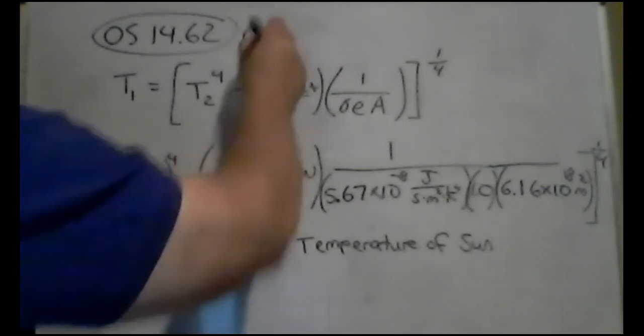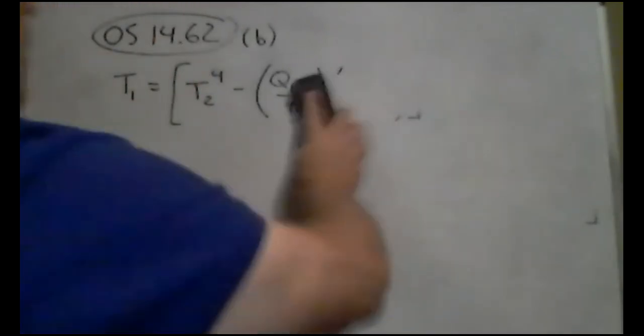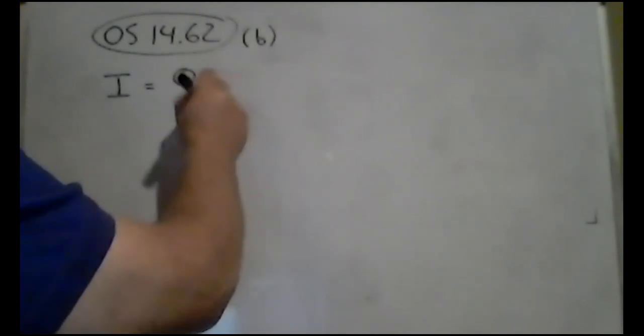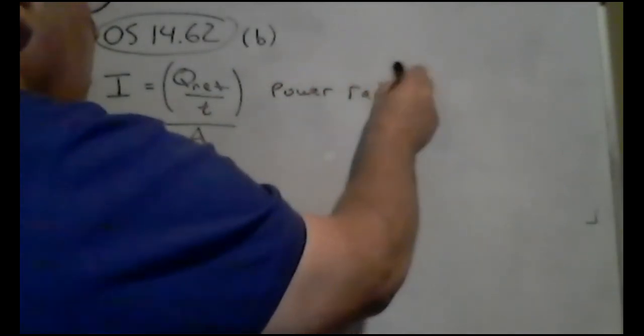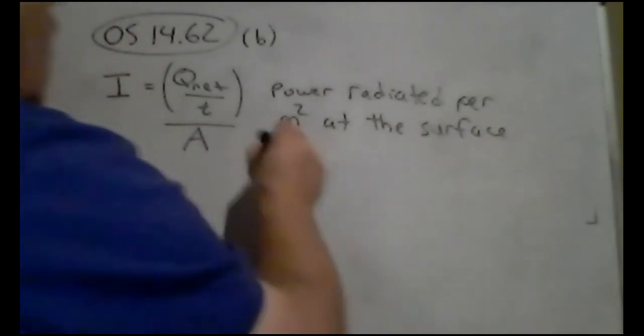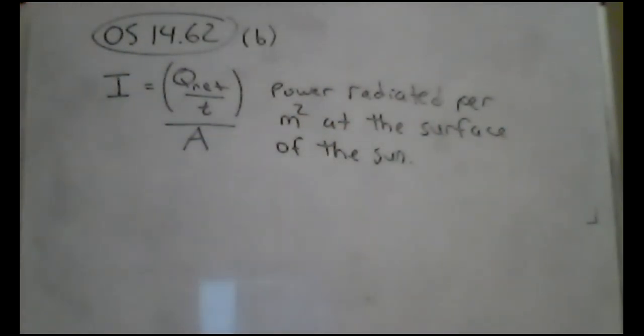All right, so part B, let me erase all the rest of the stuff. We want the power radiated per meter squared, or the intensity. Essentially, we want the intensity, which is Q net over t divided by an area. Again, we want the power radiated per meter squared at the surface of the sun. Well, there you go. By some serendipity, the way this problem works out, we actually did calculate the surface area of the sun. So you want the power radiated per area? Well, you'll just divide that Q net over t by the area we just calculated earlier. That is, you're asking the power radiated per square meter, otherwise known as the intensity at the surface of the sun.